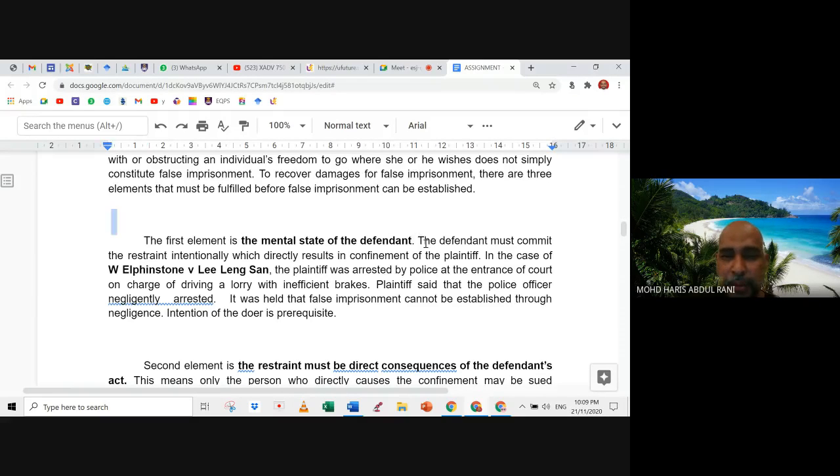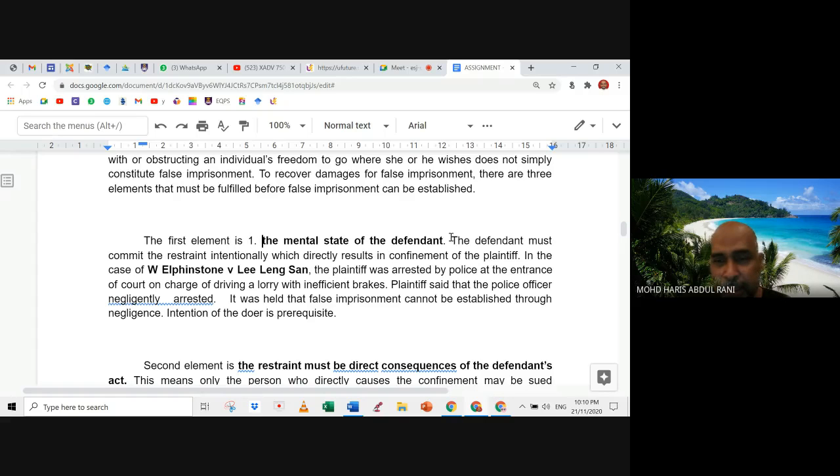Now, you explain what they have done. They explain about the mental state. The defendant must commit restraint intentionally, which directly results in the confinement of the plaintiff. This is the elaboration of the point that they have made. First, you said about mental, right? So, what is the mental? And then you explain.